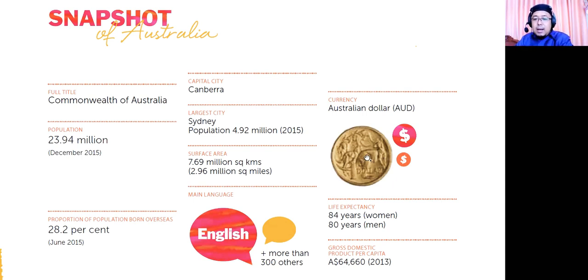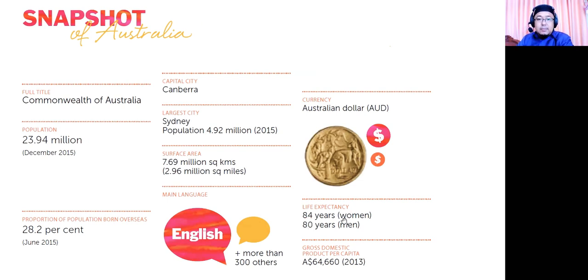Currency atau mata uang adalah Australian dollar, AUD, and it symbolizes with this, AUD. Life expectancy, 84 years for women, 80 years for men. Jadi untuk wanita berusia 84 tahun, sementara untuk pria 80 tahun. Nah, ini rata-rata usia atau umur orang Australia.